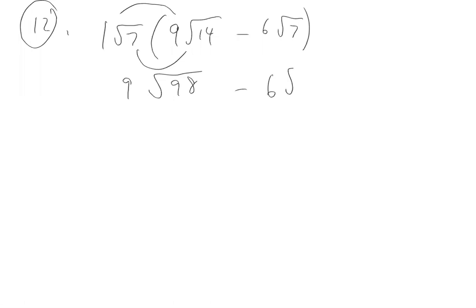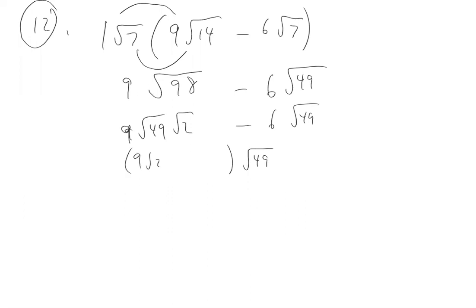Square root of 7 times the square root of 7 is the square root of 49. And then you can break apart the 98 into the square root of 49 and the square root of 2, because 98 is 49 times 2. So you can factor out the square root of 49 to the end, and you'll have left 9 square root of 2 minus 6. The square root of 49 was really 7. So you'll get 9 square root of 2 minus 6 times 7, which if you multiply that back together, you'll get 63 square root of 2 minus 42, which is the answer.